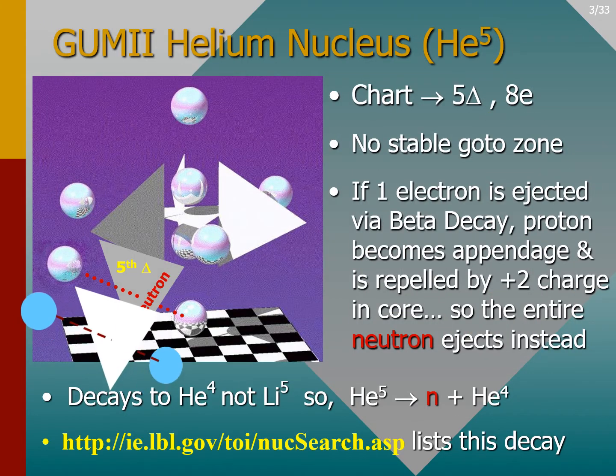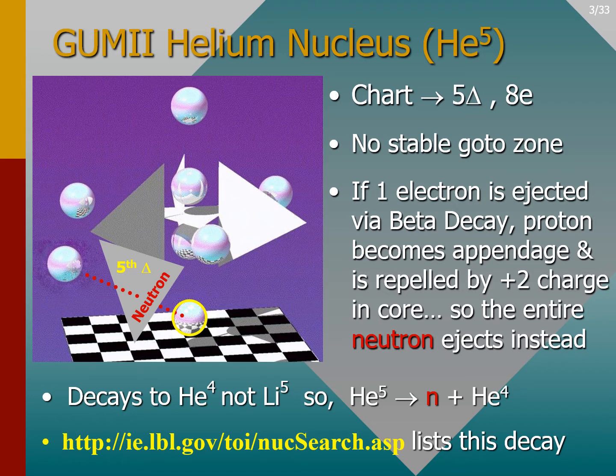Next, let's add a fifth triangle or neutron and form helium-5. From the helium isotope chart, we know that this GUMII model should contain 5 triangles and 8 electrons. In order to add a new triangle edge at right angles to an old triangle edge, one of the neutron electrons must fill up the go-to zone of the previous helium-4 nucleus.